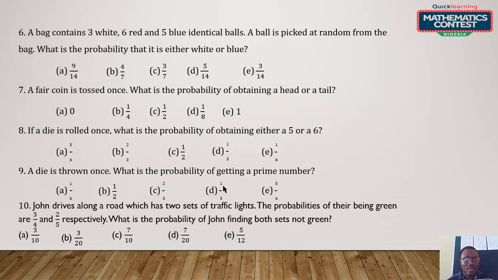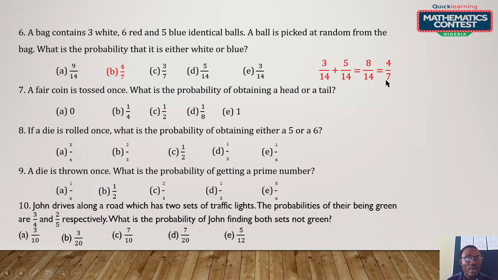Okay, stop writing. Let's see if I put the answer there. The answer is 4/7. How do we get 4/7? The total number of balls: 5, 6, and 5. This is 11, and this will give us 16. A ball is picked at random. What is the probability that it is either white or blue? Probability of white is 5/16, or blue, blue is 5/16. So 3 + 5 is 8, 8/14, that is 2 here 4, 2 here 7, 4/7.